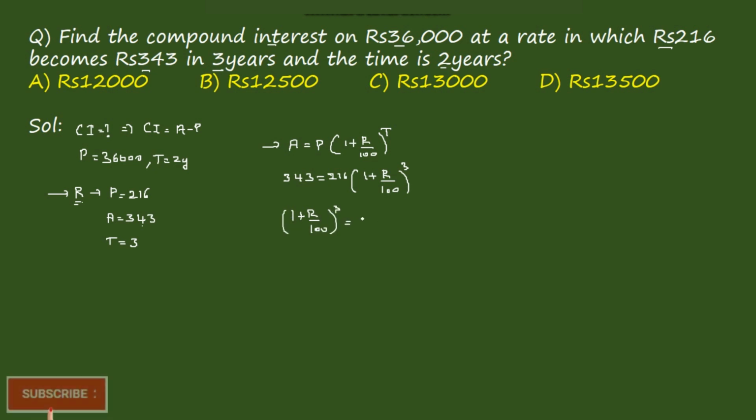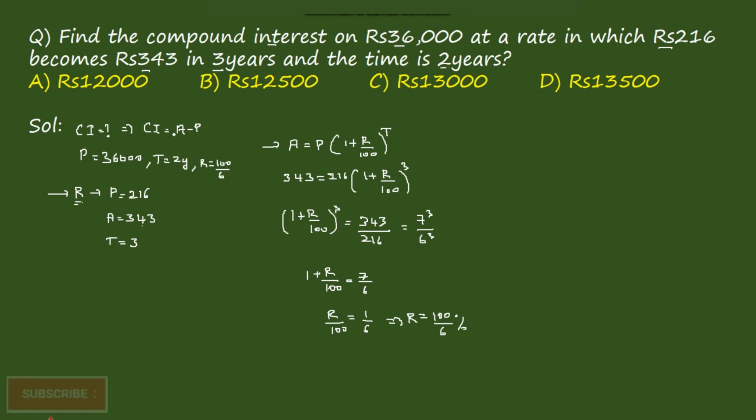is equal to 343 by 216, which is also equal to 7 cube by 6 cube, right? All the cubes get cancelled, and we get 1 plus R by 100 is equal to 7 by 6. Then R by 100 is equal to 1 by 6, which implies R is 100 by 6 percent, right? So we get the value of R is equal to 100 by 6.